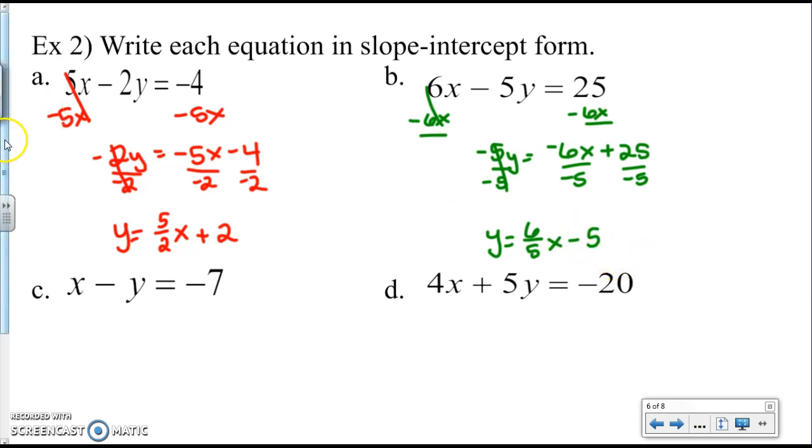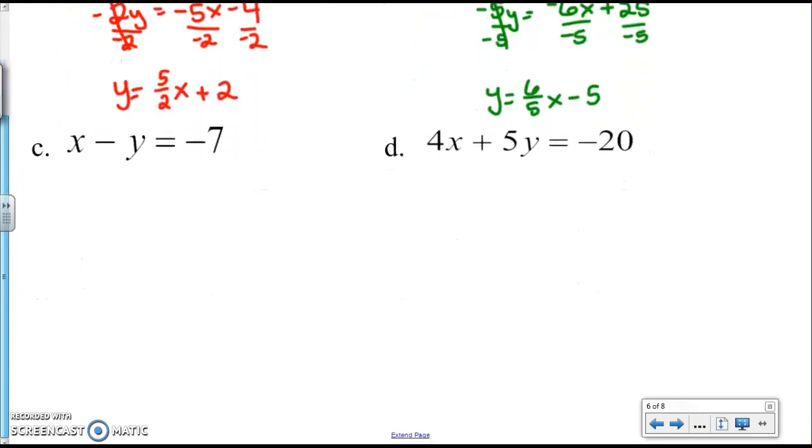Okay. Again, I'm going to leave those next two for you to try. So go ahead and hit pause, try them, have them checked before you move on.